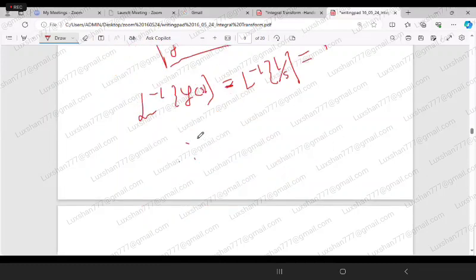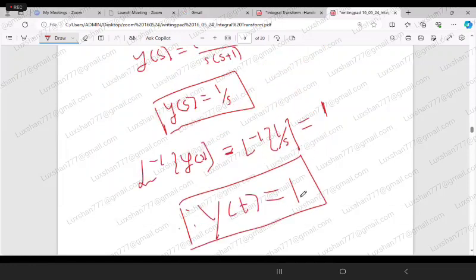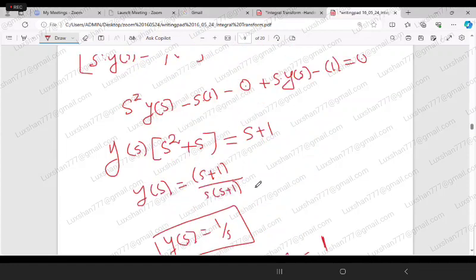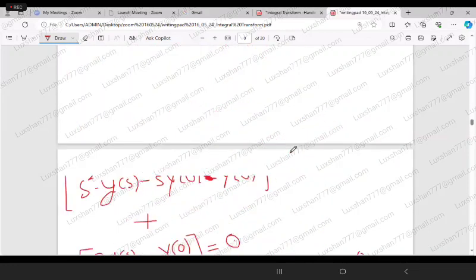Therefore, our function capital Y(t) is equal to 1. So that is the solution for this equation. Capital Y(t) equal to 1. It's a constant function. No problem. We can get the answer 1. So if I haven't made any mistake, this is the correct answer. Do you understand? Is it easy, no? Yes, sir.